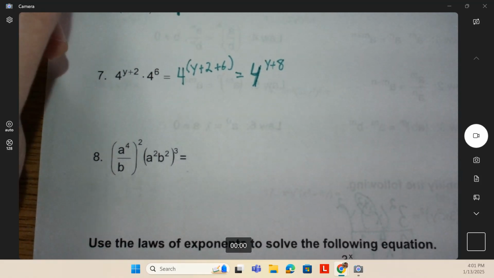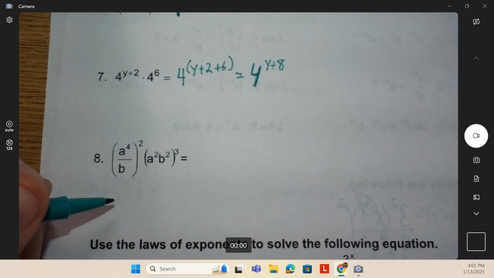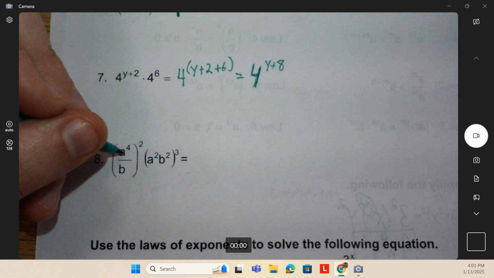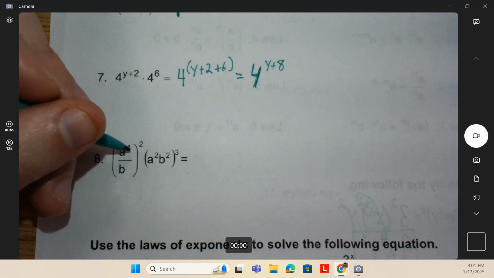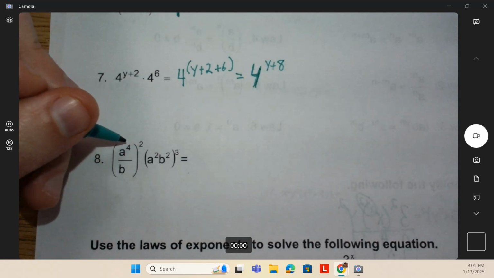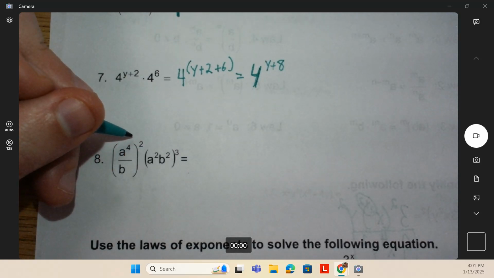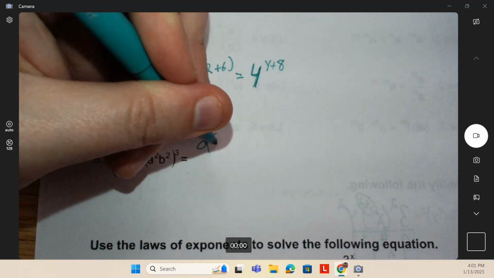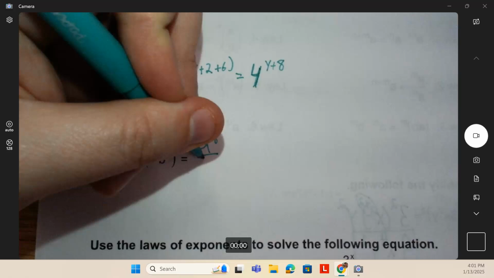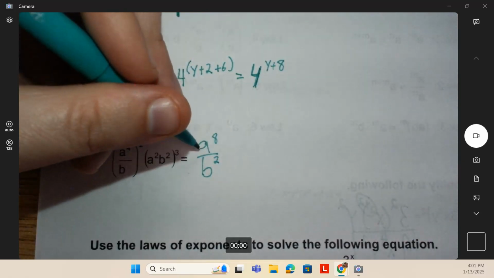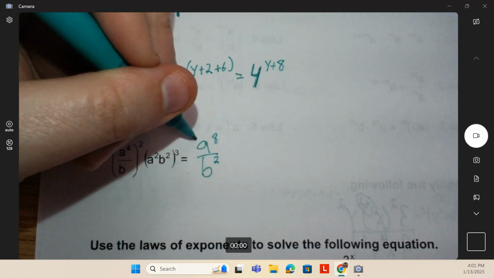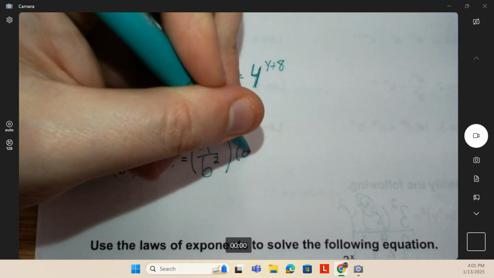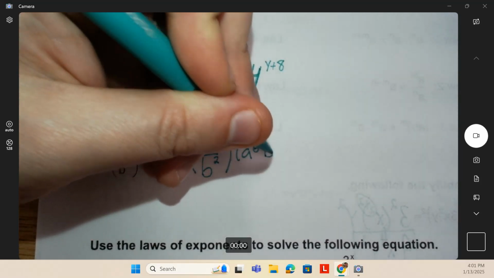Okay, number 8, we get into where we have a couple of steps combining this. So first, I have a to the 4th over b, all that to the 2nd. So since I have a power to a power, I'm going from an exponent down to multiplying. So that'd be a to the 8th over b squared. So that exponent will go to both. And then same thing here. I do all that times a to the 6th, b to the 6th.